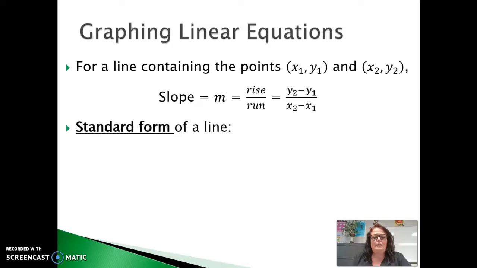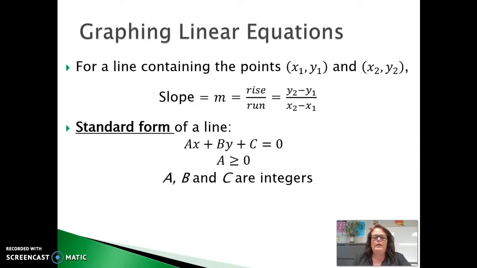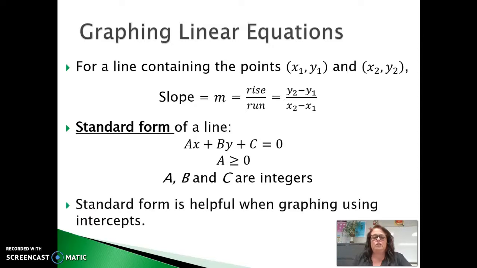The standard form of the line is going to look just like what we talked about a minute ago: ax plus by plus c is equal to 0. This is really important, and it's going to be used later on, I think in chapter 9, that we need a to be greater than or equal to 0. I don't know if they talked about that in Algebra 2, so I just wanted to make that clear. The x coefficient is never negative, and we want the three letters to be integers, not fractions, no decimals. Standard form is helpful when you're graphing using intercepts.